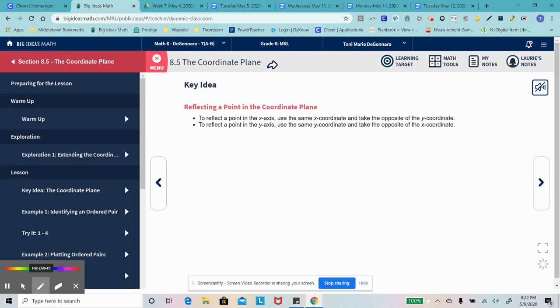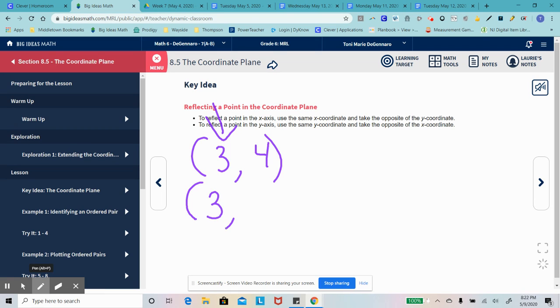The key idea is reflecting a point in the coordinate plane. It sounds a little tricky, but you'll understand it better. To reflect a point in the x-axis, you use the same x-coordinate and take the opposite of the y-coordinate. Say they gave you the example 3, 4. If they ask you to reflect the point in the x-axis, you keep x the same and take the opposite of the y-coordinate. So they're just making it -4, okay?